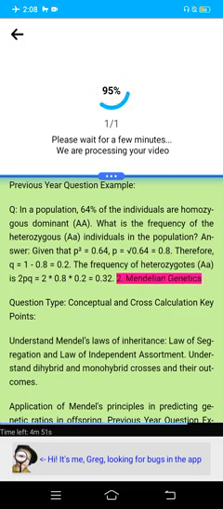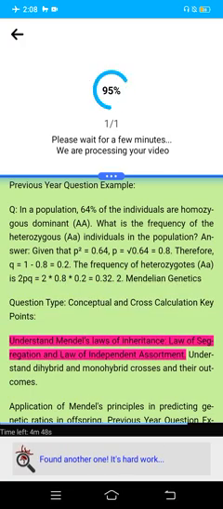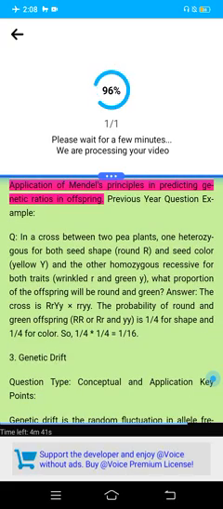2. Mendelian genetics. Question type, conceptual and cross-calculation. Key points. Understand Mendel's laws of inheritance, law of segregation and law of independent assortment. Understand dihybrid and monohybrid crosses and their outcomes. Application of Mendel's principles in predicting genetic ratios in offspring. Previous year question example.